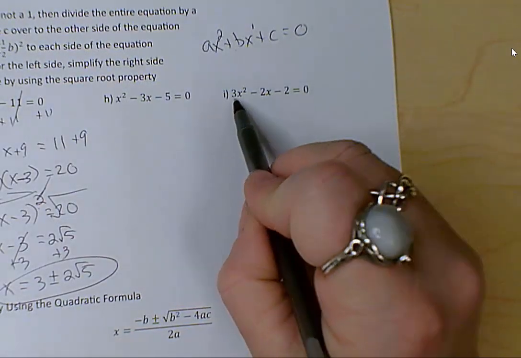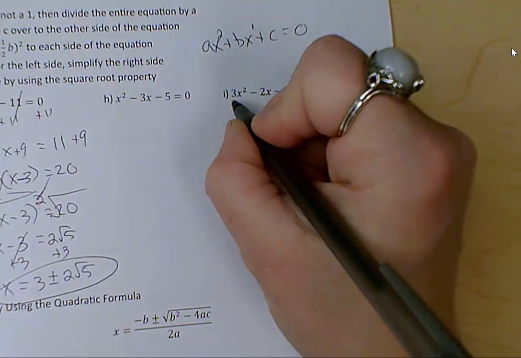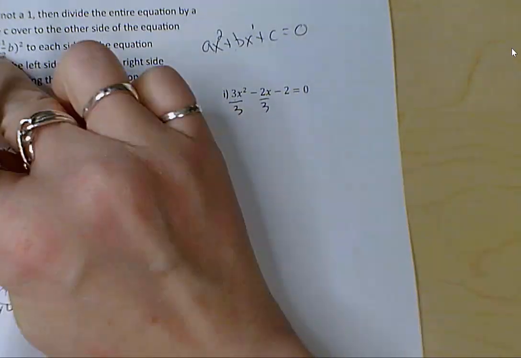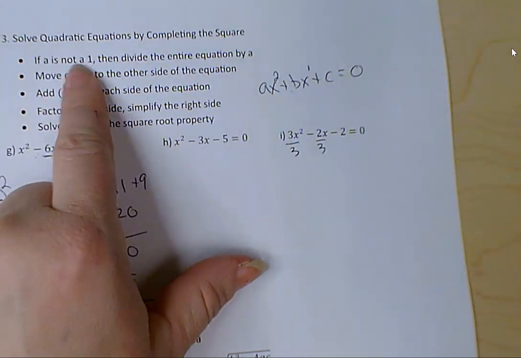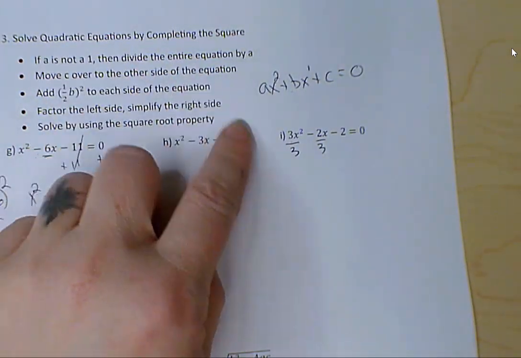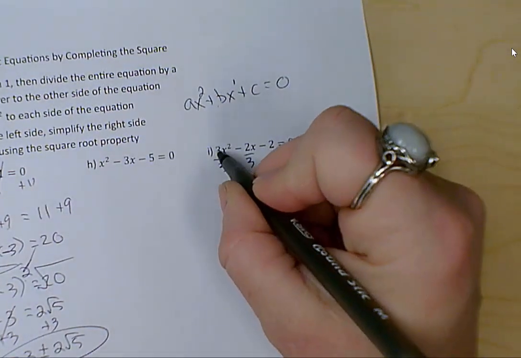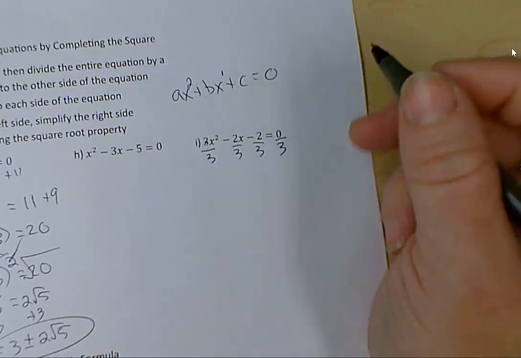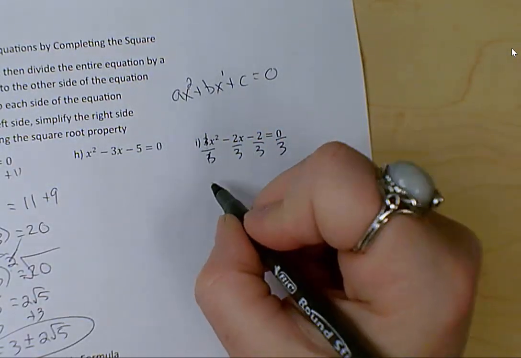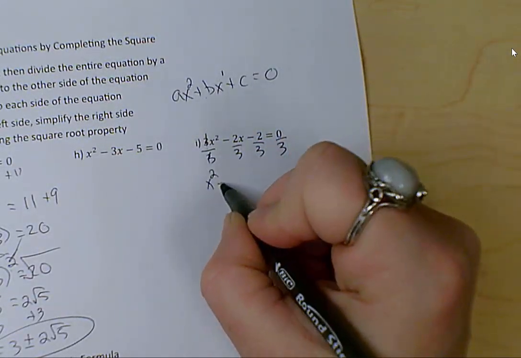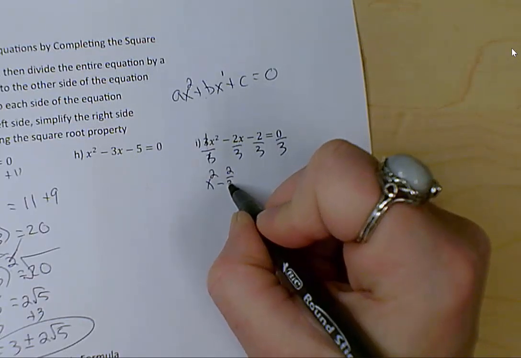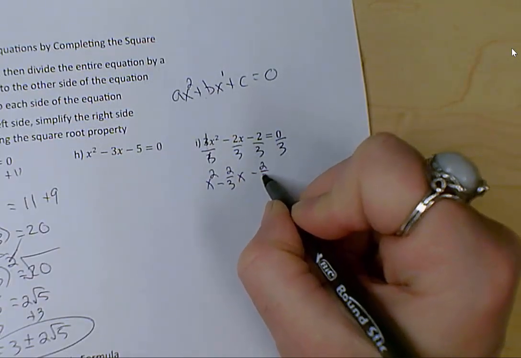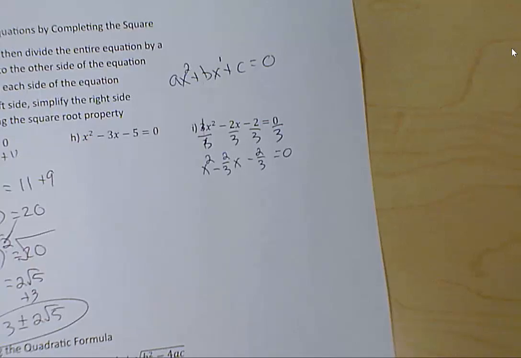Notice that example I does have a coefficient that's not a 1. So what our steps here tell us to do, if a is not a 1, then divide the entire equation by a. So a is not a 1, so we're going to divide everything by a, which is a 3. 3 over 3 cancels, giving us x squared minus 2/3 x minus 2/3 is equal to 0.